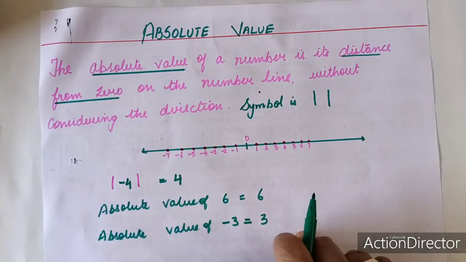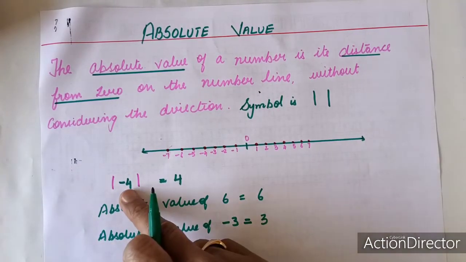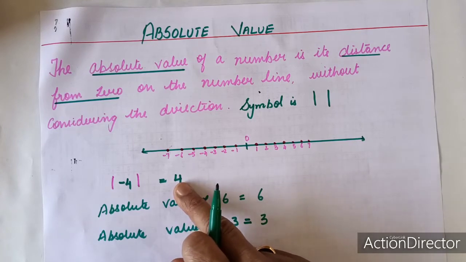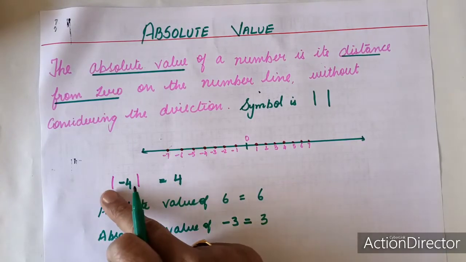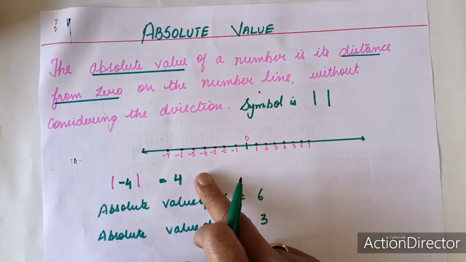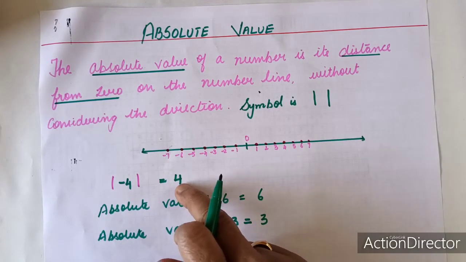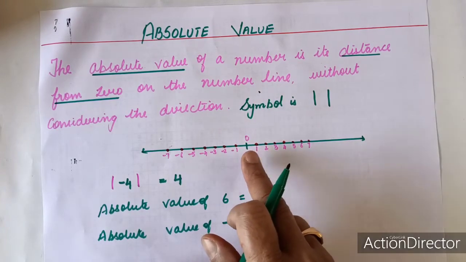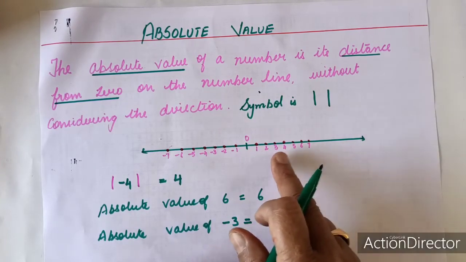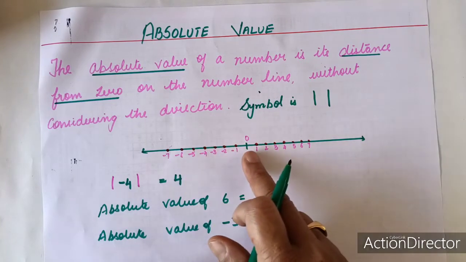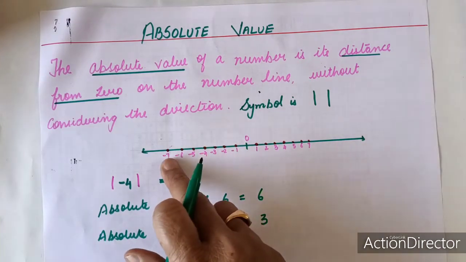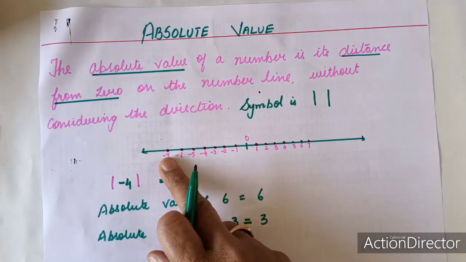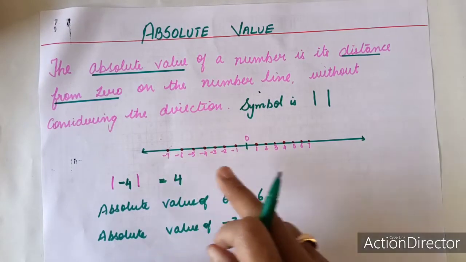In general, we can say absolute value of any number is the number without its sign. If I take minus 4, my answer will be 4. For all numbers, without any sign, you call that the absolute value. That is the distance from the point 0 to that number. If I say minus 7, the distance from 0 to minus 7 is 7 units. So absolute value of minus 7 is 7.